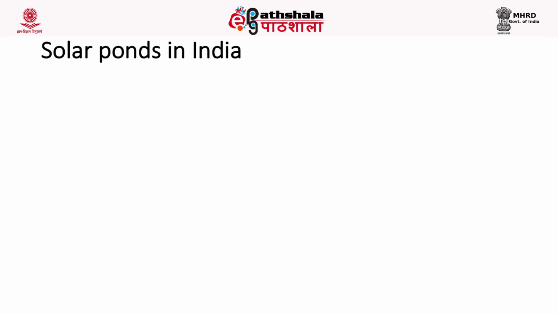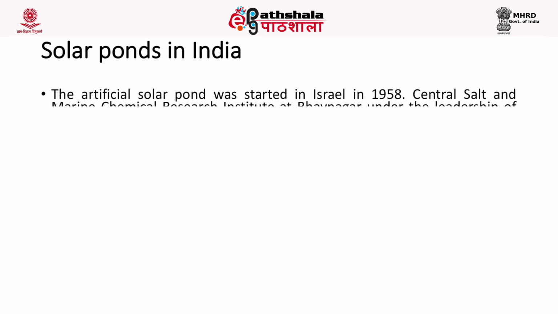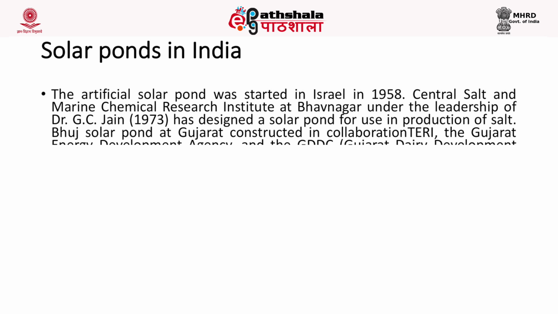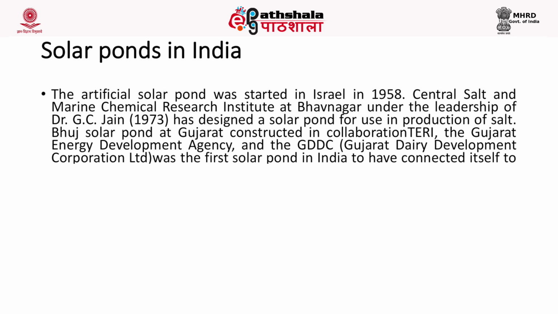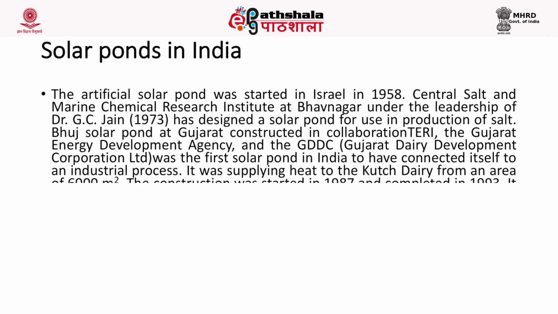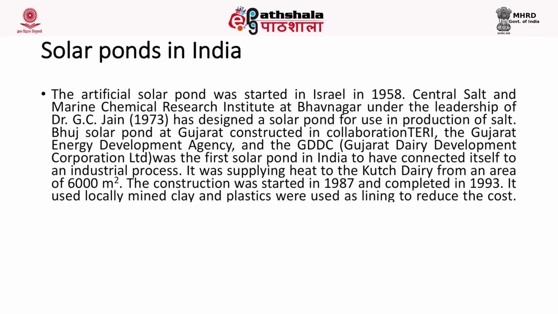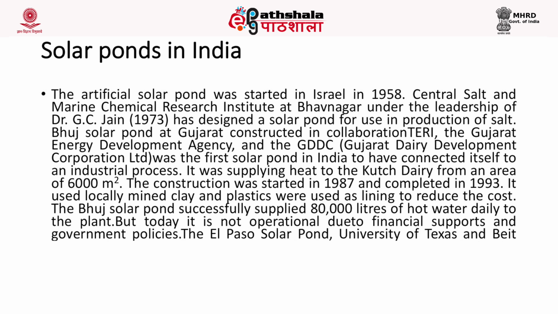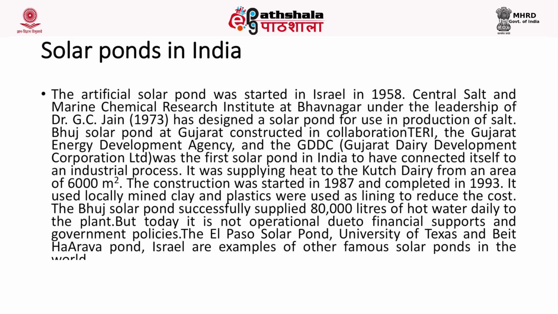Solar ponds in India. The artificial solar pond was started in Israel in 1958. The Central Salt and Marine Chemical Research Institute, CSMCRI, at Bhavnagar, in 1973 under the leadership of Dr. G.C. Jain, designed a solar pond for use in the production of salt. This is known as the Bhuj Solar Pond.